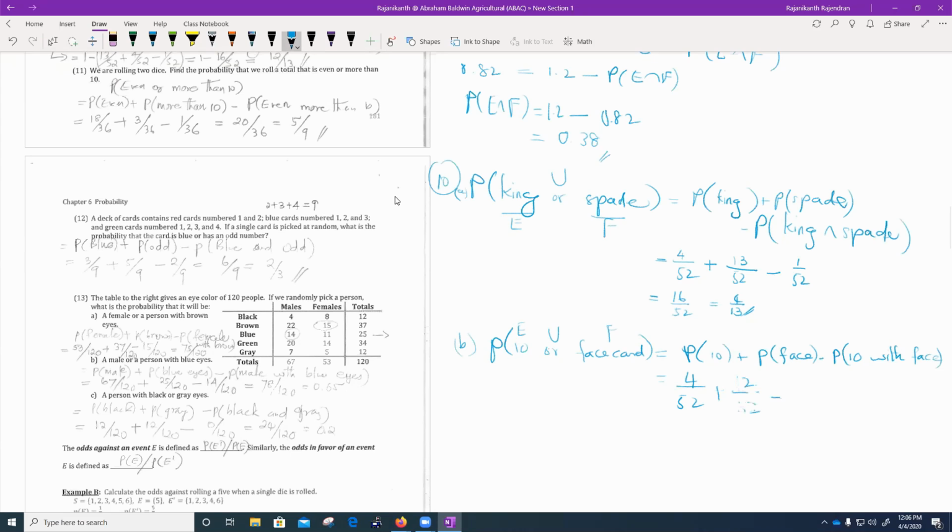Now I am subtracting the probability of getting 10 with face. Remember, you are drawing only a single card, so there's no way to choose number 10 with the face card. For number 10, there's no face. Therefore, this event is impossible, so it is an empty set. The probability of the empty set is 0.